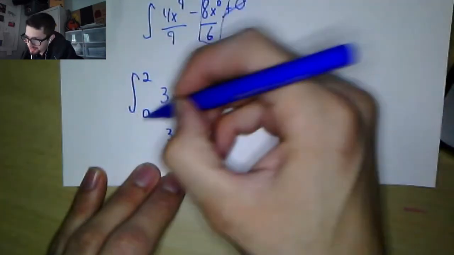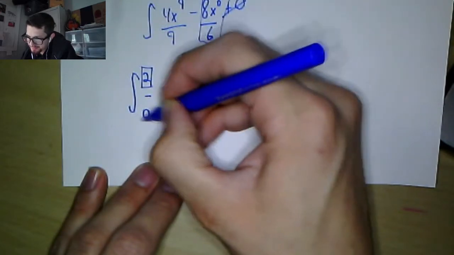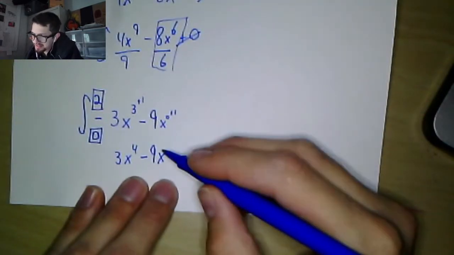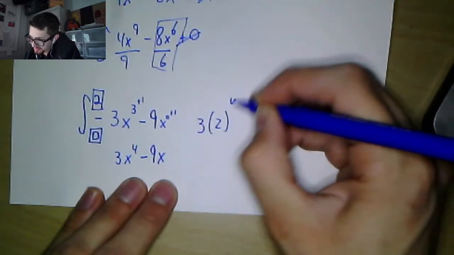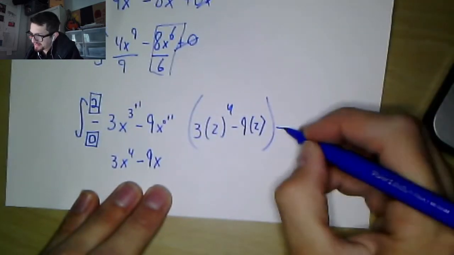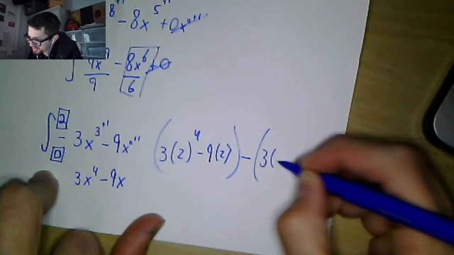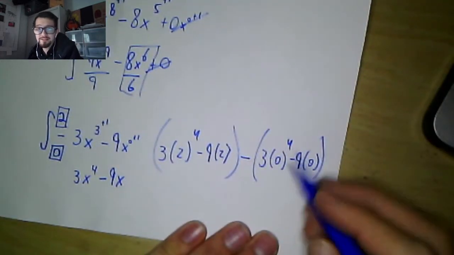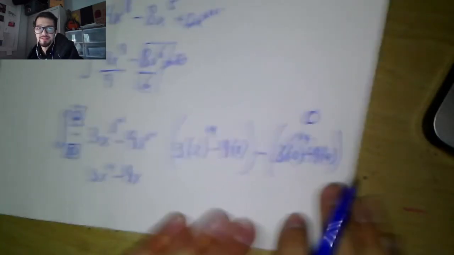With the definite integral, I have to plug in this for x minus this for x. So I'm going to write 3x to the fourth minus 9x, but with 2 in the place of x. So 3 times 2 to the fourth minus 9 times 2. Whatever this number is, minus the same thing, but with 0 instead of 2. Minus 3 times 0 to the fourth minus 9 times 0. Now, lucky for me, I know this is just going to be 0, because everything times 0 is 0. So I just have to figure this out.